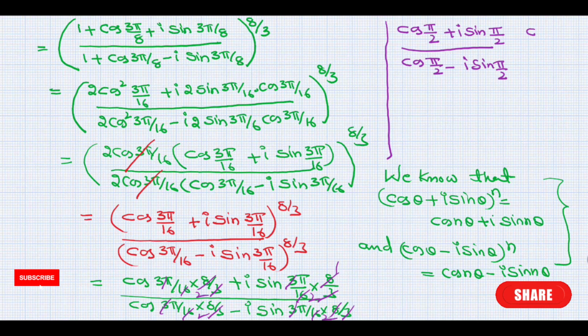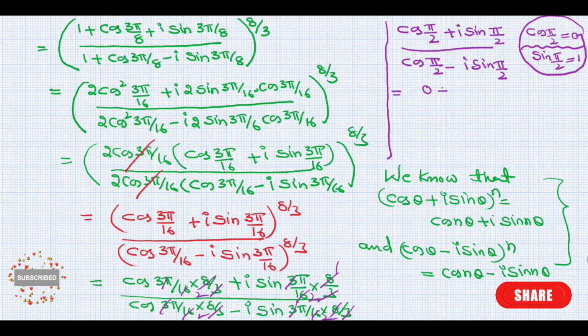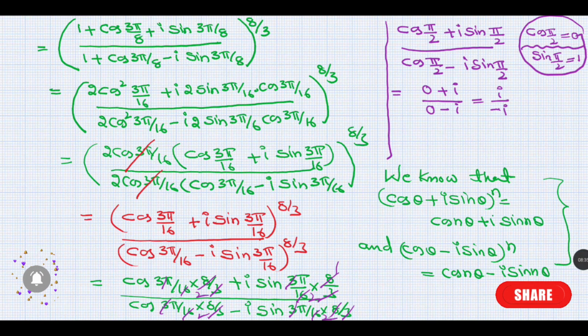Okay, we know that cos π/2 is equal to 0 and sin π/2, that is sin 90, is equal to 1. Substitute these two values in the numerator and denominator. So 0 + i into 1 is i, divided by 0 − i into 1, which is −i, so it is equal to i / (−i). Here i cancels, then we get −1, which is equal to RHS. Hence proved.